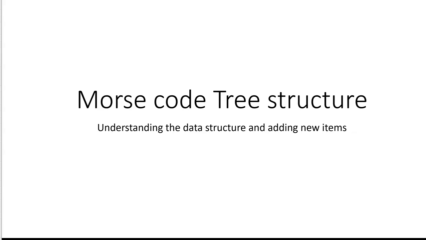Okay, here's a quick video about the AQA 2018 Morse code scenario, and I want to look at the tree structure and make sure that everyone understands the data structure, but also how we add new items to it. Weirdly, this isn't really programming, this is purely to do with data structures, and that's the nice thing about them: we can make significant changes to the way the program works without actually changing any code, because the code already handles this data structure in the correct way. As long as we change the data structure, it'll be fine.